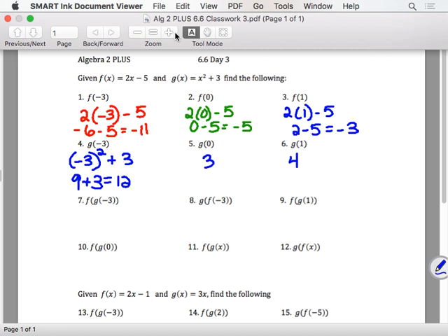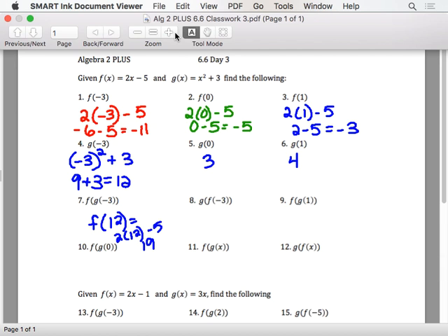All right, so g of negative 3. Guess what, guys? Right above it, we did g of negative 3, right? So let's not reinvent the wheel here. Don't do the work again. That's f of 12. Okay, g of negative 3, we computed. Now I go to the f function. That says 2 times 12 minus 5. 24 minus 5 is 19.